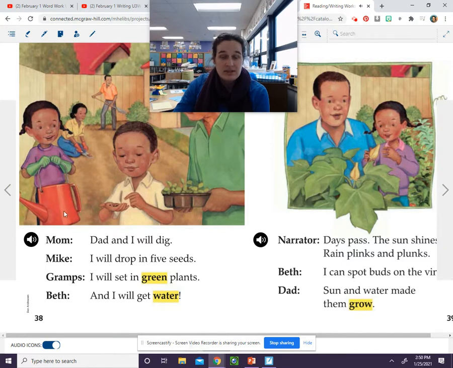This is still them discussing about planting the garden. So this is still the first thing that happens. Let's keep on listening.